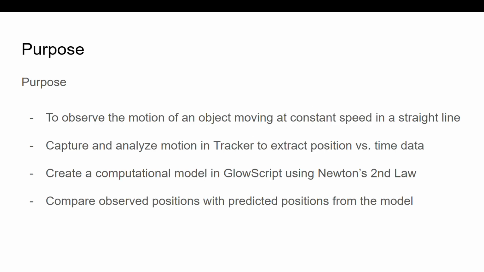So the purpose of this lab is to observe the motion of an object moving at constant speed and compare it with a computational model or the predicted velocity, and compare the positions with the predicted positions from the model.